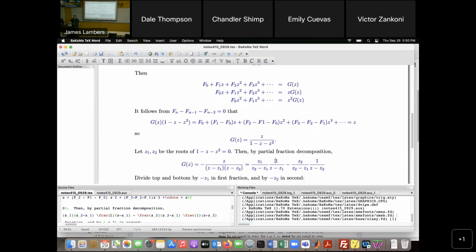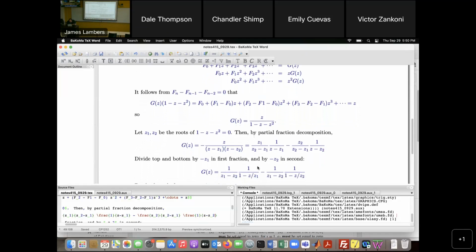So, in these portions that involve z, so not z1 or z2, but this variable z, I want to rewrite these fractions, this one here and this one here, so that I want it to be like 1 minus something. So what I can do is divide top and bottom by minus z1 for this fraction, and then divide top and bottom by z2 over here.